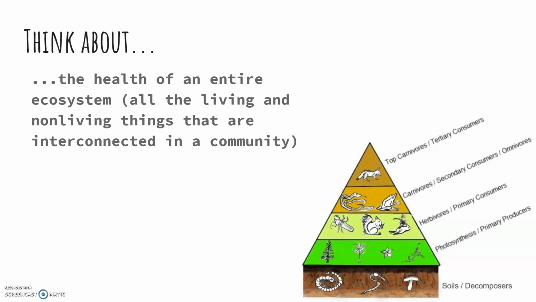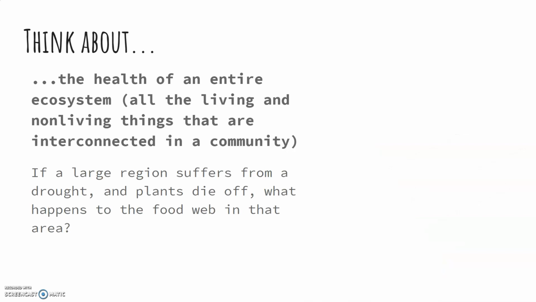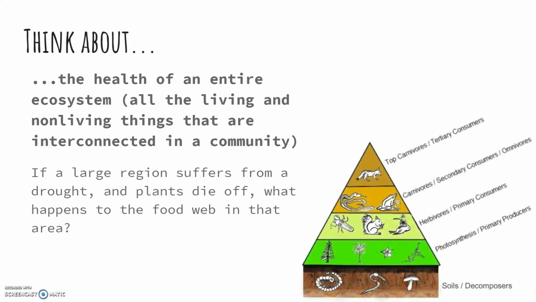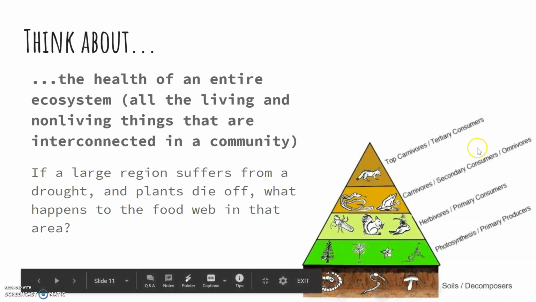So how is the health of an entire ecosystem dependent? So if a large region suffers from a drought and the plants die off, what happens to the food web in that area? So if these plants down here in the bottom, where's my cursor? These plants all die because there's no water, then all of the living things above it will start to have trouble surviving, and so will all of the living things in the soil that make the soil organic and rich.